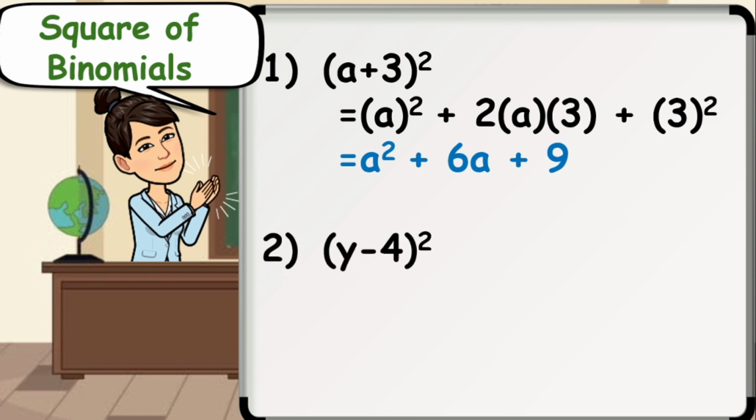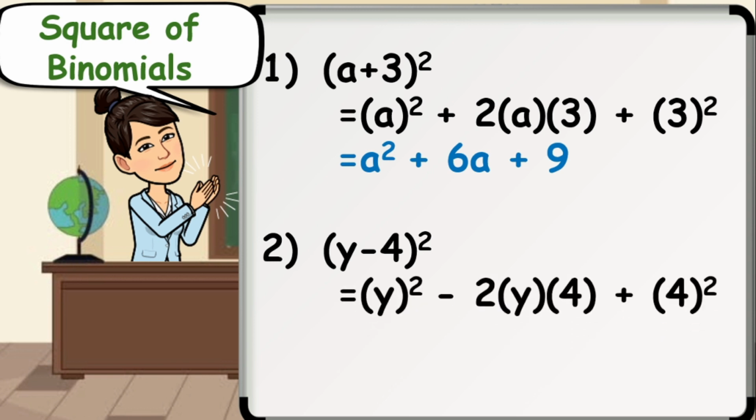Example number 2. Find the product of the quantity of y minus 4 raised to 2. Following the pattern on the square of binomials, we have to square the first term, that is y squared, minus twice the product of the first and second term. So that is minus 2 times y times 4, plus square of the last term, that is 4 squared. Simplifying, we have y squared minus 8y plus 16.